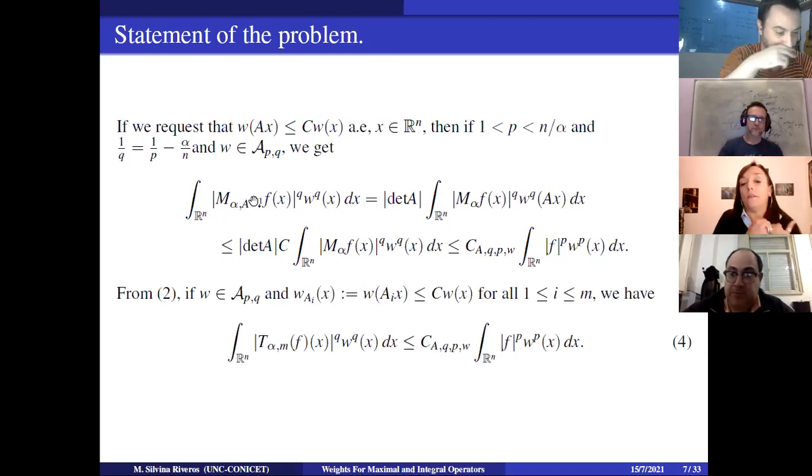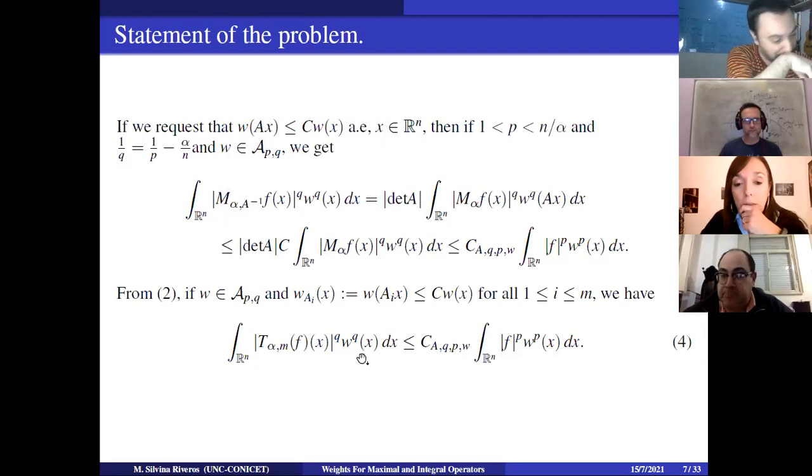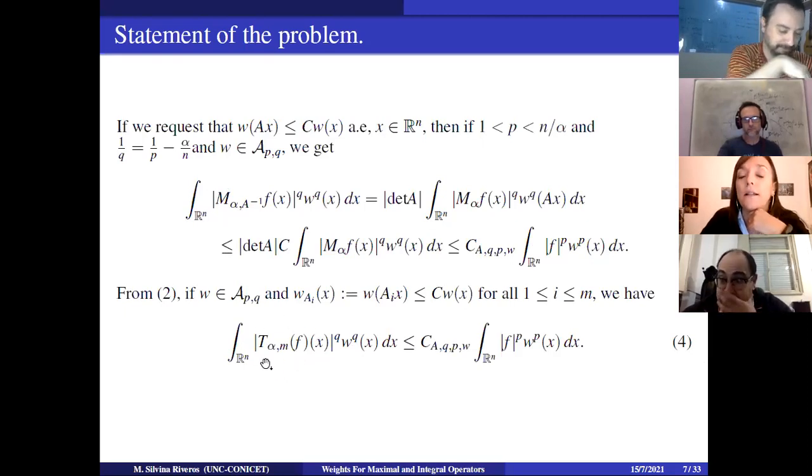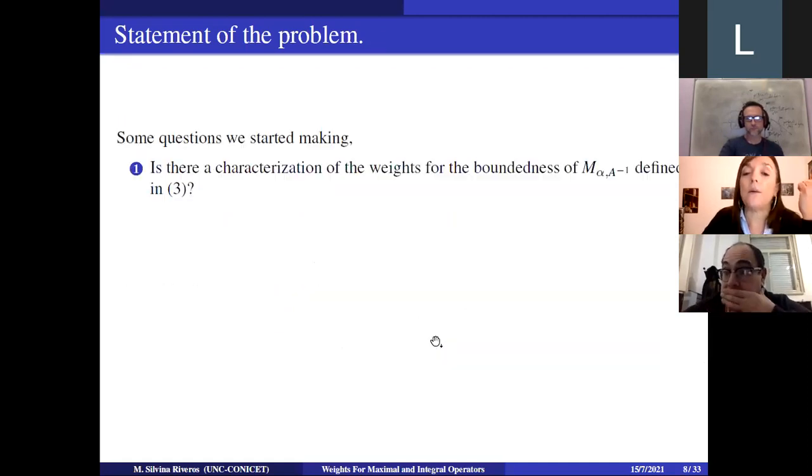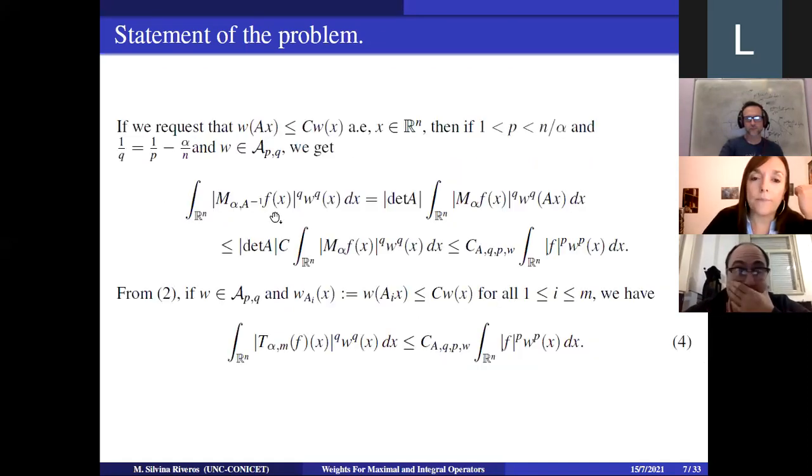So in the first inequality, I obtain a bound for this fractional operator. I have asked first W to be in the class A_{p,q} and this homogeneity in the weight for all the matrices A_i that appear in the kernel.